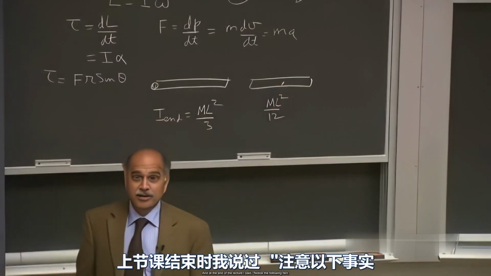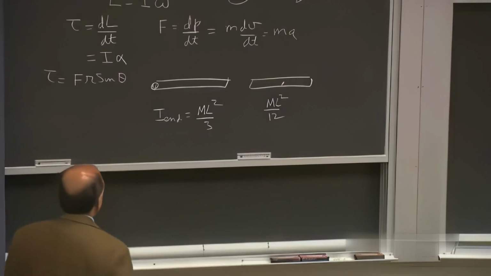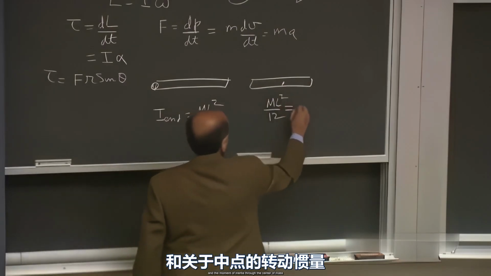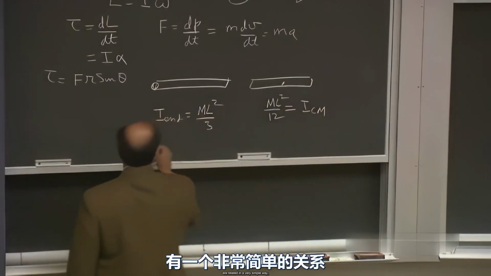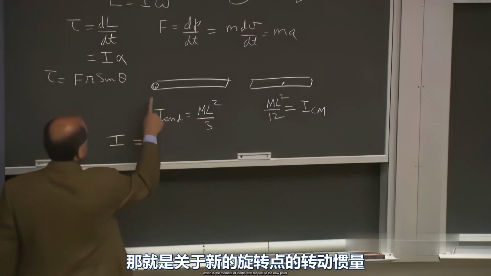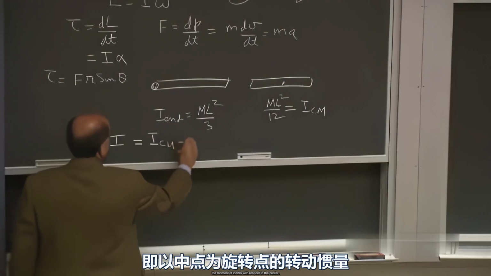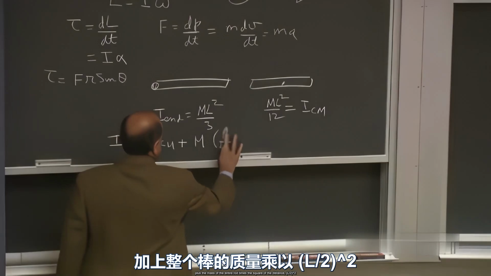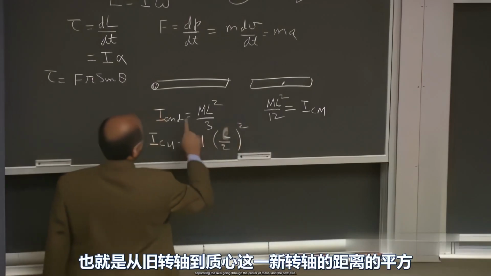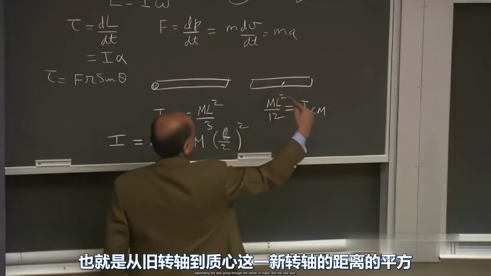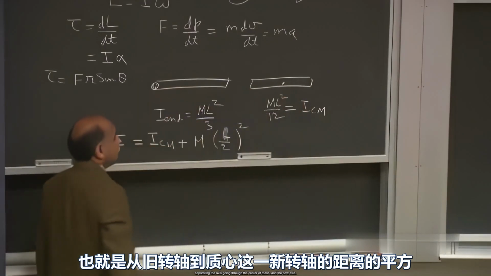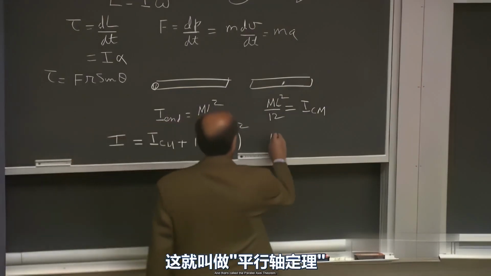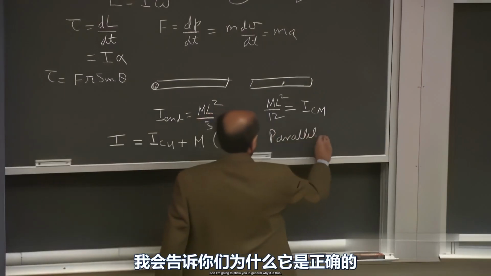And at the end of the lecture, I said, notice the following fact. The moment of inertia through the end and the moment of inertia through the center of mass are related in a very simple way, which is the moment of inertia with respect to the new point is moment of inertia with respect to the center plus the mass of the entire rod times the square of the distance, L over 2 squared, separating the axis going through the center of mass and the new axis. And that's called the parallel axis theorem. And I'm going to show you in general why it is true.